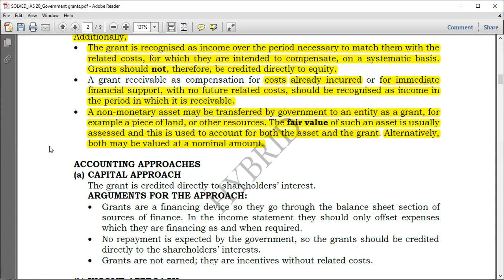But all that I'm saying in this paragraph is that the non-monetary asset shall be transferred by the government to an entity as a grant. For example, a piece of land. This is not the right example? No, it is the right example because it is a non-monetary asset. Listen, land is a non-monetary asset. I don't know if you got me.